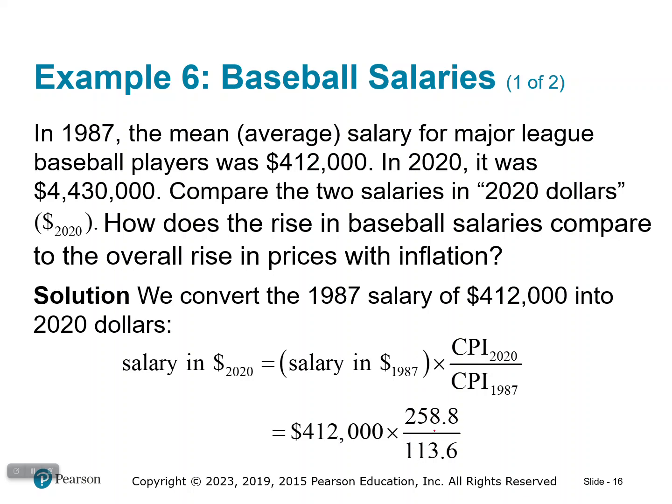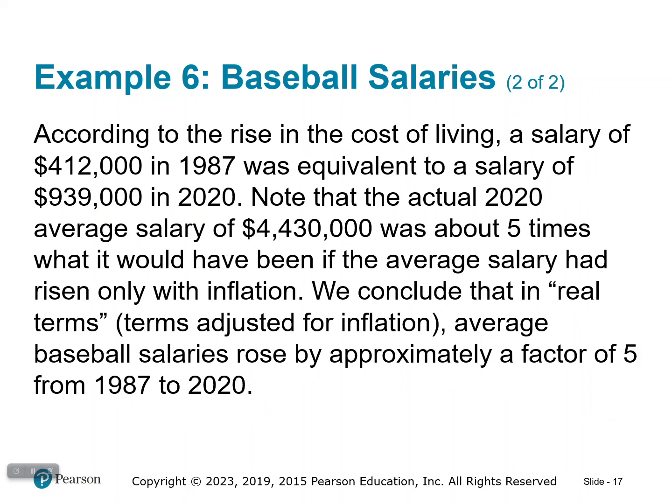Remember, table in your book. When we multiply and then divide, we'll get about 939,000. Keep in mind these have four significant figures. This only has three. So we report our answer to three significant figures. According to the rise in the cost of living, a salary of $412,000 in 1987 is equivalent to a salary of $939,000 in 2020.